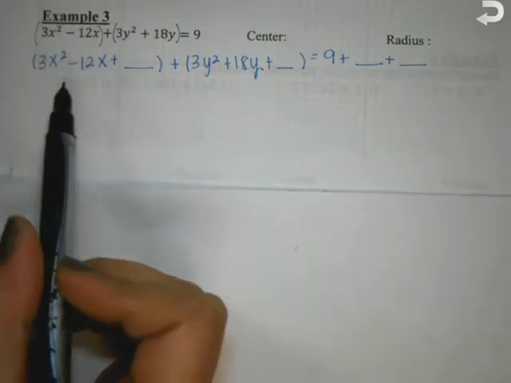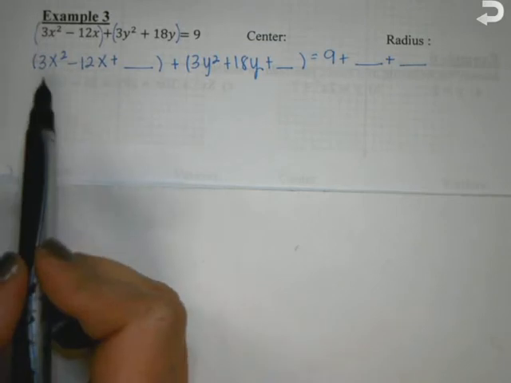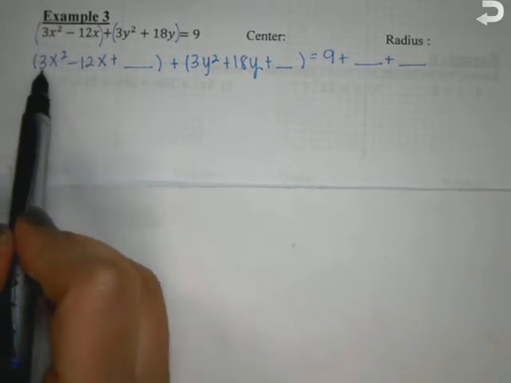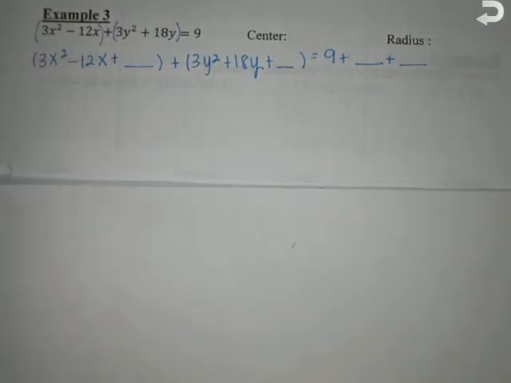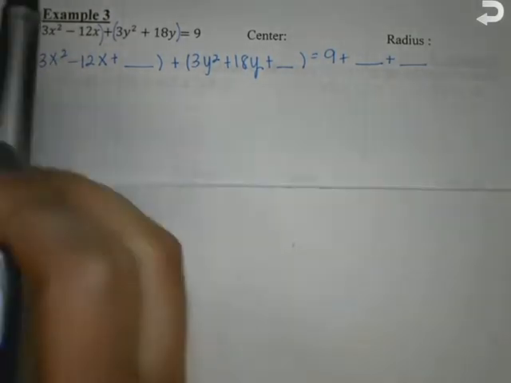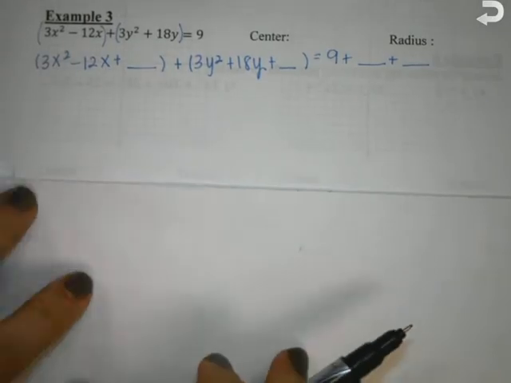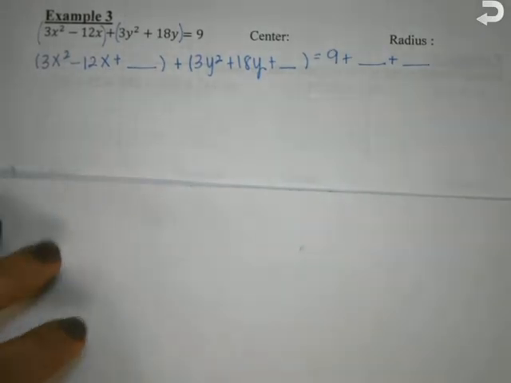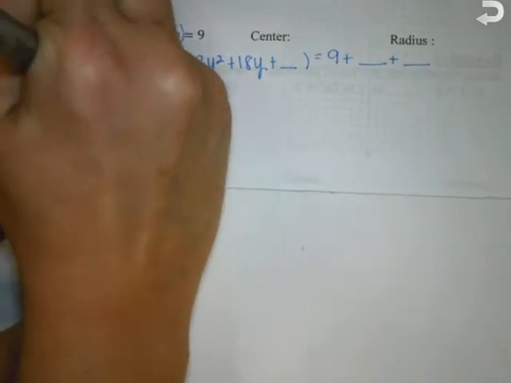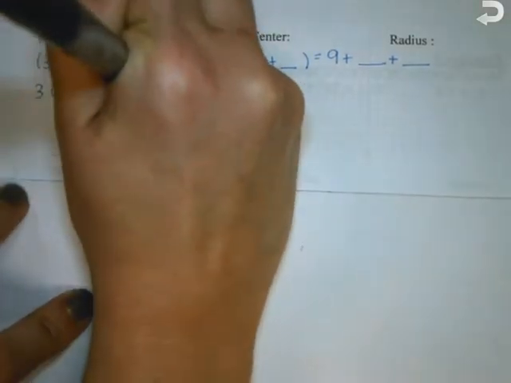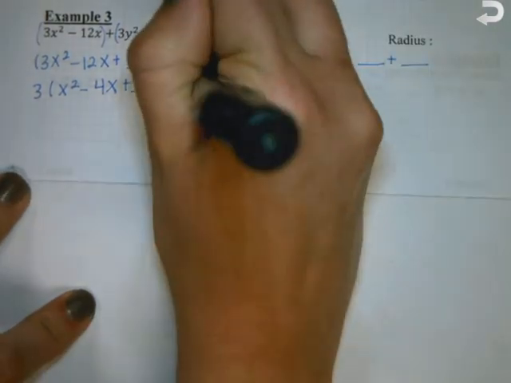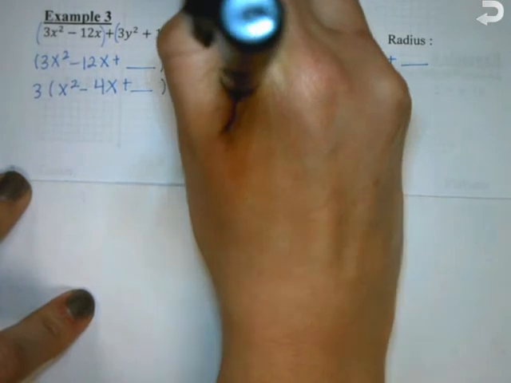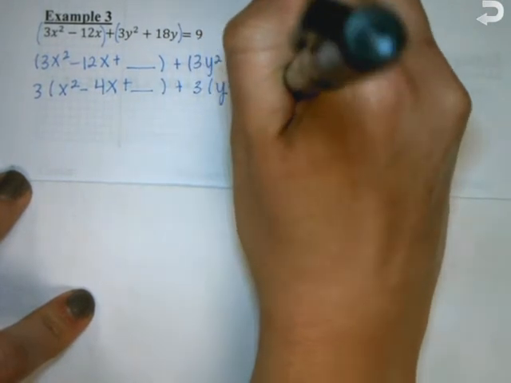No, there's a number in front of the x squared, so what do I have to do? But I don't want to do bottoms up. That's too much work. What can we do here? GCF, there's a 3 in there, right? Bottoms up would be way too much. So let's factor out a 3. So this is going to be 3x squared minus 4x plus blank plus, and then what's the GCF in this one? Also 3. So 3 times y squared plus 6y plus blank equals 9 plus blank plus blank.